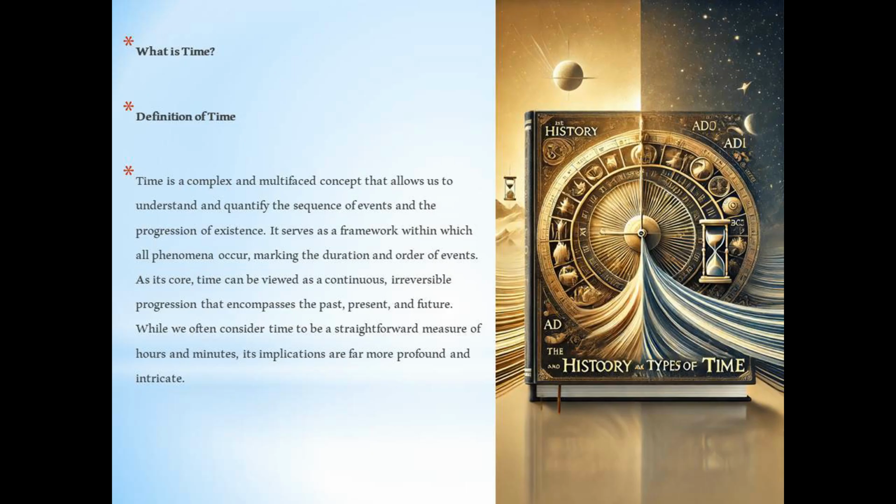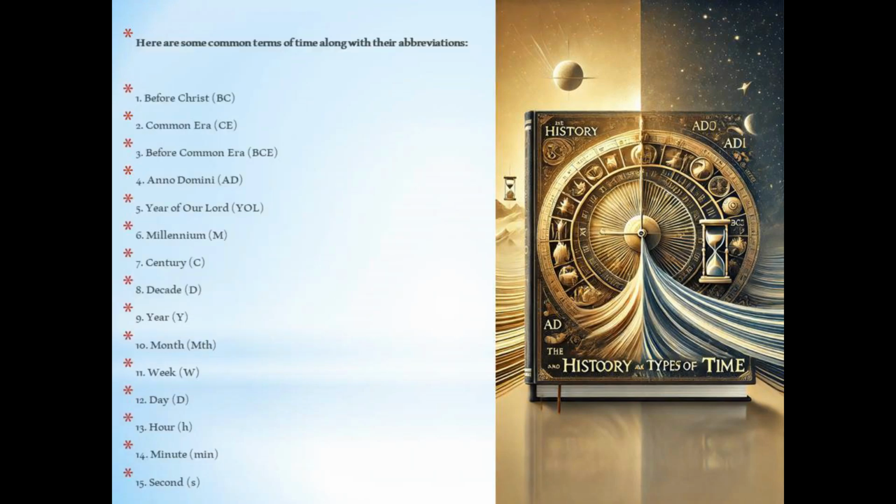While we often consider time to be a straightforward measure of hours and minutes, its implications are far more profound and intricate. Here are some common terms of time along with their abbreviations. BC, Before Christ. CE, Common Era. BCE, Before Common Era. AD, Anno Domini. YOL, Year of Our Lord.